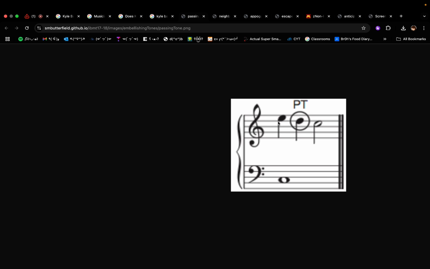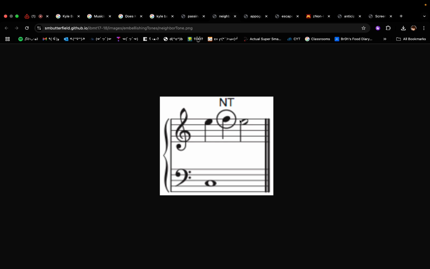A passing tone is a melodic note that moves stepwise between two chord tones, and typically these happen on offbeats, unless they're accented, in which case they occur on a strong beat. An example of this in a popular song is Something by the Beatles, where the melody moves from C to B to A.